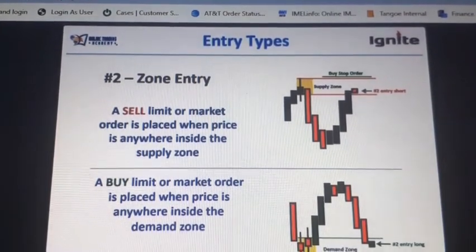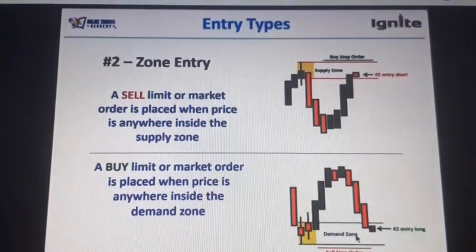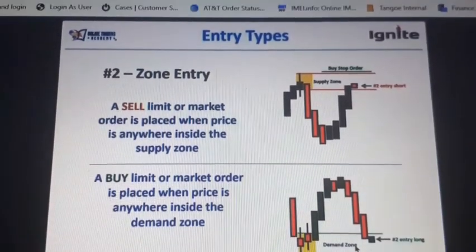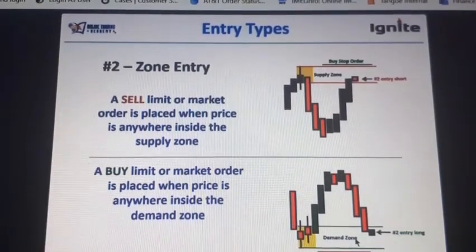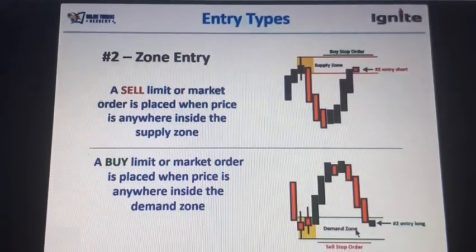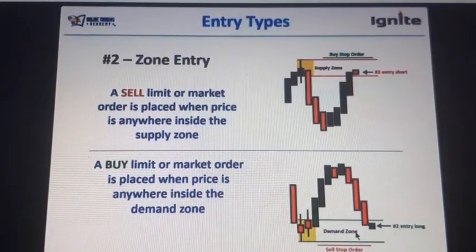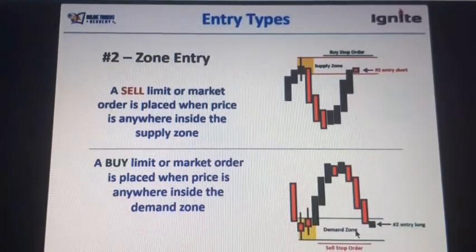Okay. So can you tell me between these two entries, type 1 and type 2, that is proximal and zonal entry, what are the advantages and disadvantages? For the first part, tell me the advantage.